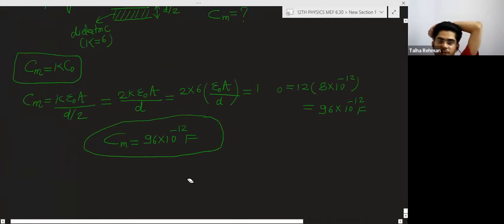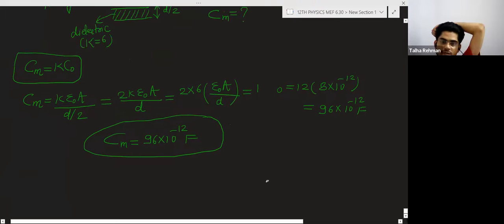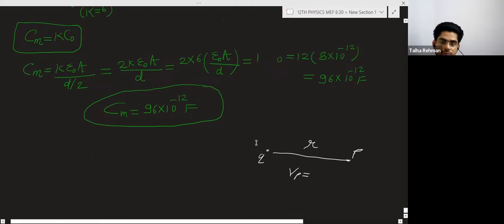And what is the formula of potential due to a charge? Here is a charge Q, and I want to calculate the potential at this point P, which is at a distance R from this charge. What is the formula? Do you know? This is given by KQ by R. Okay.